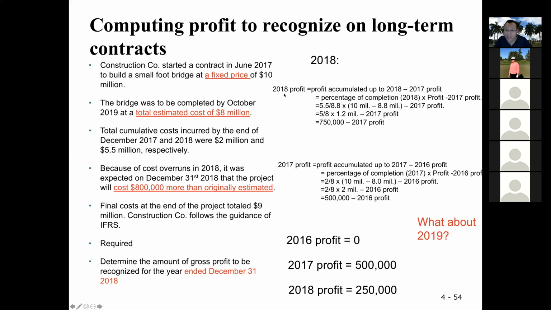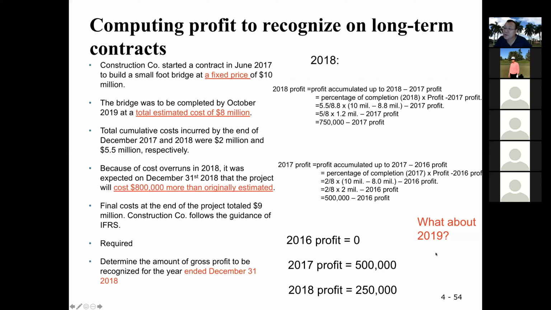Now, going to 2018, the percentage completion is 5.5 divided by 8.8, okay? And the total expected gross profit is 1.2. So you are saying by the end of 2018, I should really recognize up to 750,000, okay? And in 2017, I have already recognized 500,000. So in 2018, I will recognize the difference, which is 250,000.